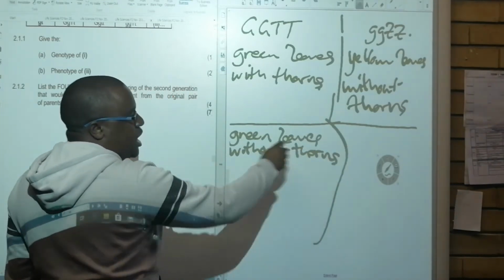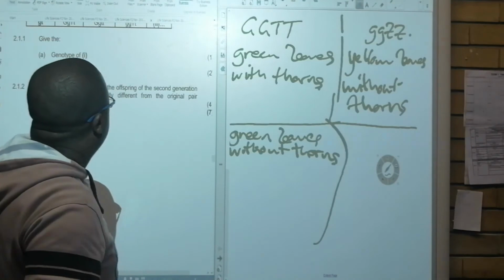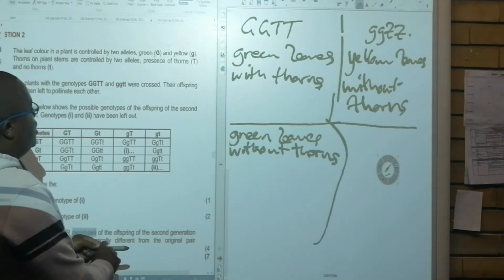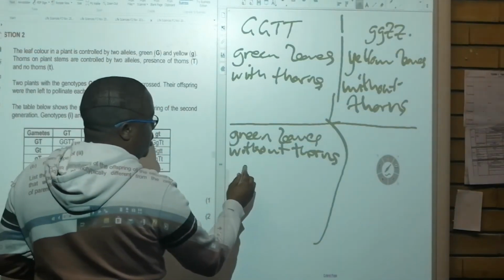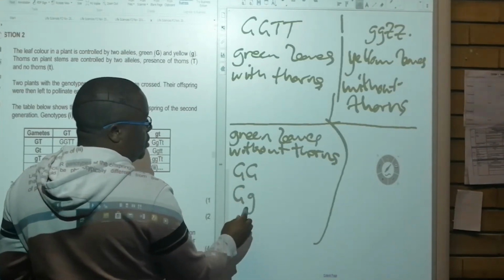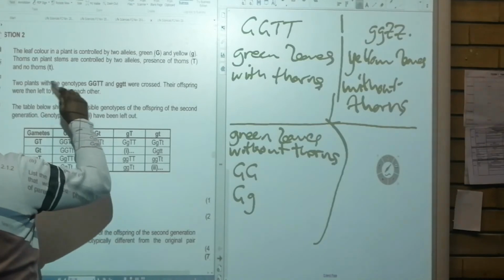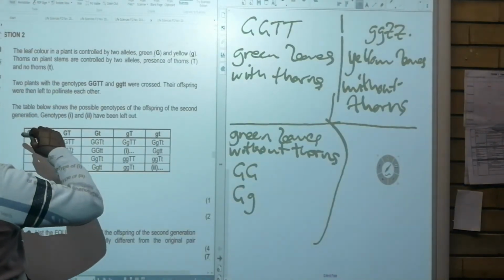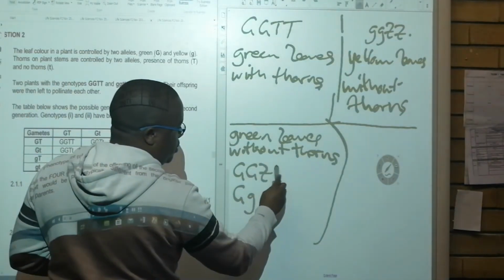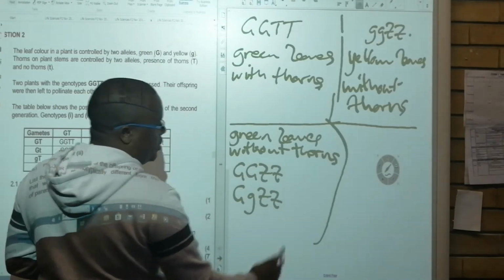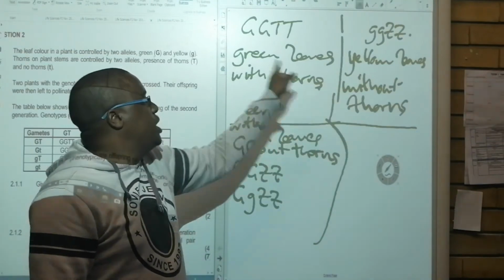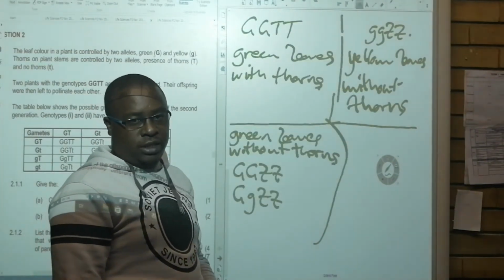Which genotypes give us this? For me to get green leaves, green is a what? It's a dominant. I'm either going to have this or I'm going to have this. Without thorns, no thorns is what? Recessive. So these two genotypes ensure that the offspring here are not going to be the same as any one of these parents. I hope it makes sense.